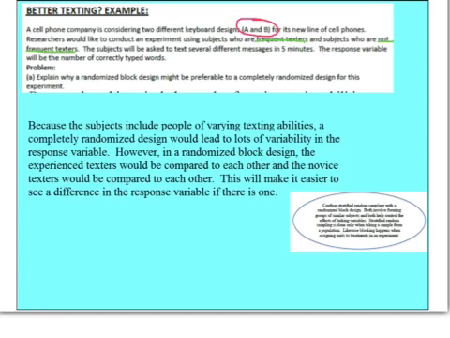If you want this in written out form, here is a potential answer you could say for this. Because the subjects include people of varying text abilities, a completely randomized design would lead to a lot of variability in the response variable. However, in a randomized block design, the experienced texters would be compared to each other, and the novice texters would be compared to each other. This would make it easier to see a difference in the response variable if there is one.